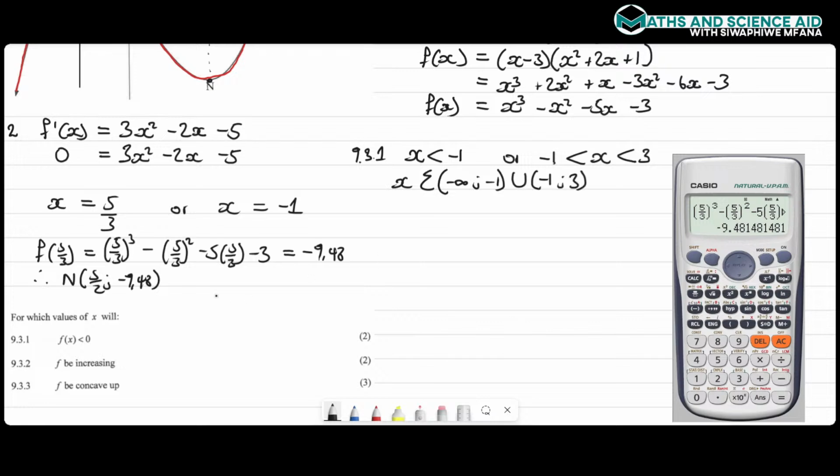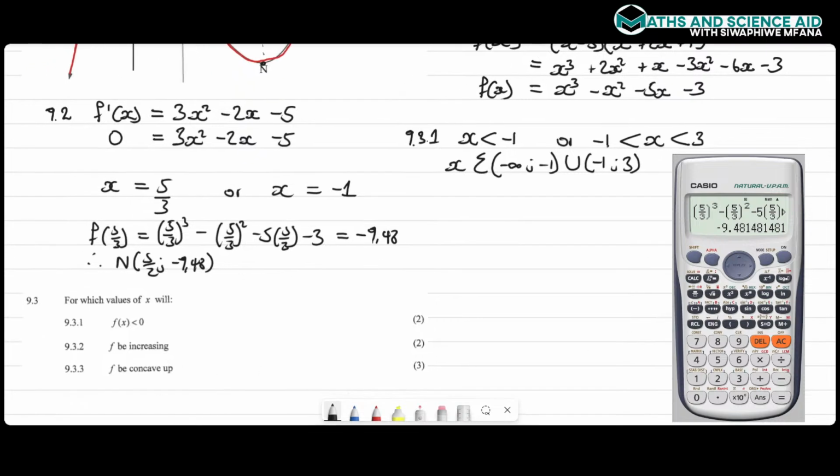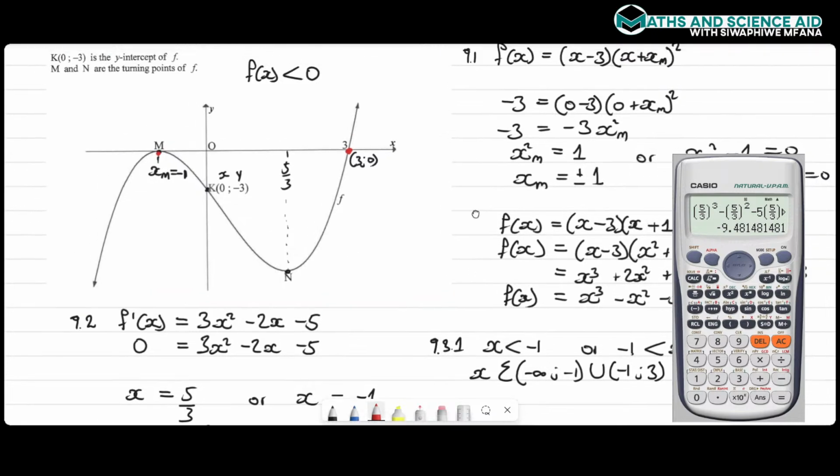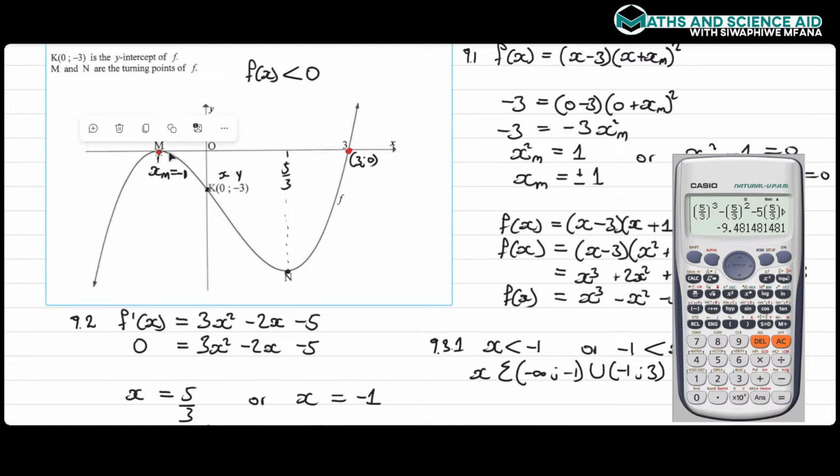Okay, and then 9.3.2 is another interesting question here. We need to determine for which values of x f will be increasing. It's very straightforward. I mean, you can immediately say that. Firstly, note what I was saying regarding the turning points. I mentioned that the turning points are sometimes referred to as stationary points because at the turning points, the gradient is 0. So it means that at the turning point, a function is neither increasing nor decreasing.